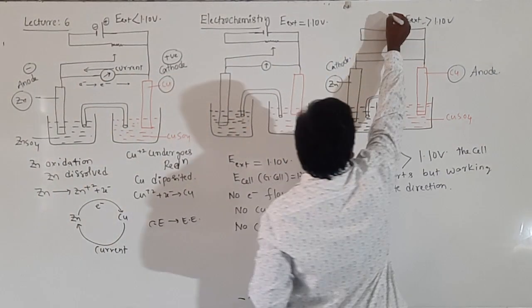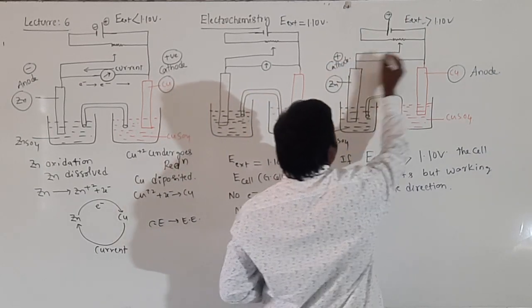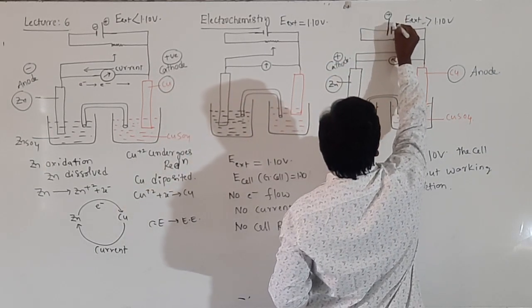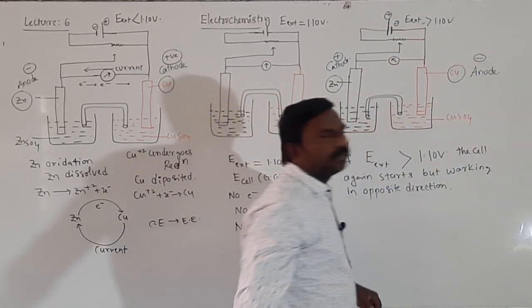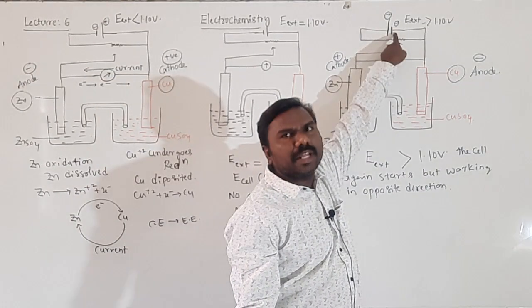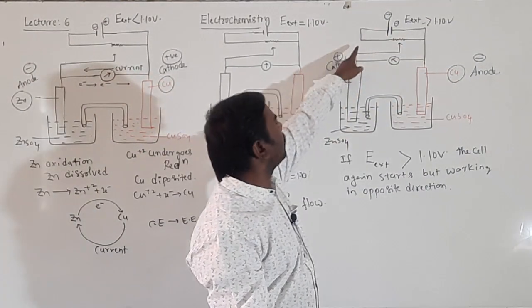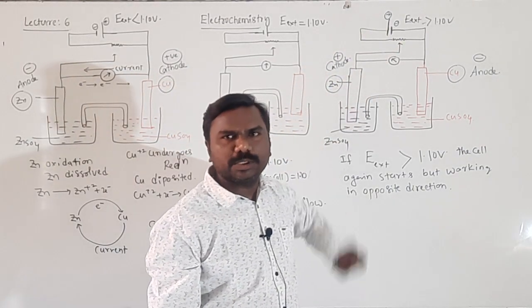The battery's high potential is plus, that's why it is taken as a plus; low potential is minus. So this copper rod is connected to the negative terminal, that's why it is negative. This zinc rod is connected to the positive terminal of the battery, that's why it is positive.